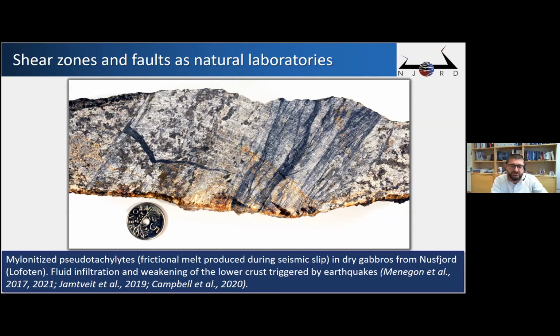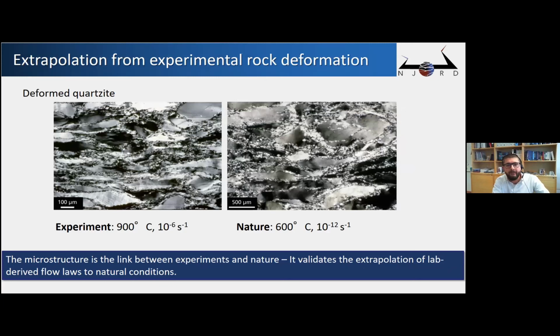This type of shear zone also allows us to investigate rheological transitions in the lower crust directly. We can see here that ductile shear zones exploit pseudotachylites, and this tells us that earthquakes are really agents of rheological transitions in the otherwise dry and strong lower crust. The key approach here is to rely on microstructures.